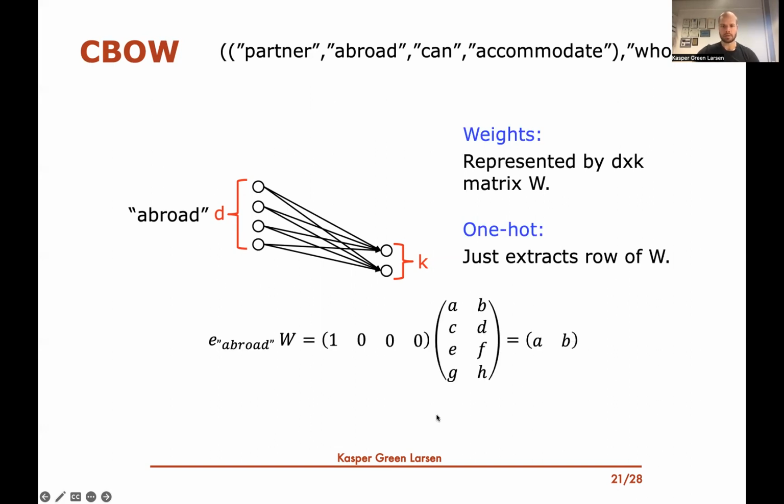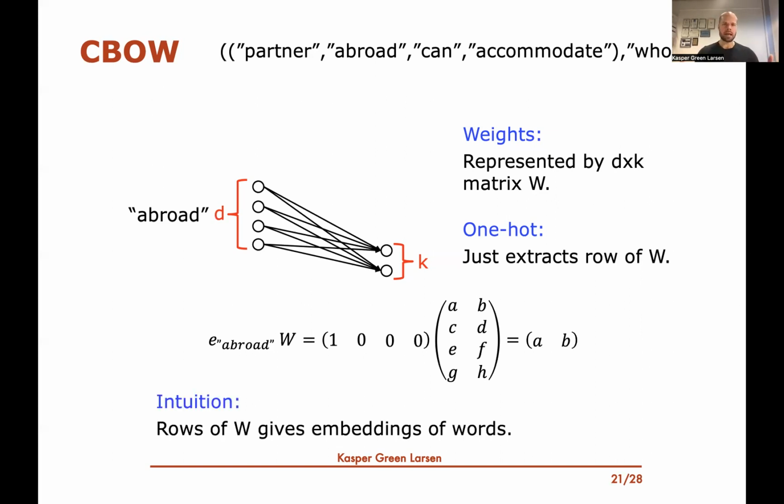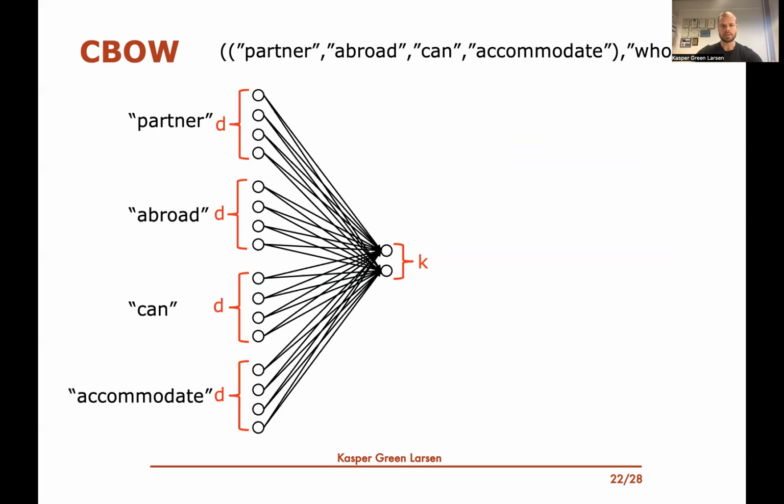It's going to look like this. Let's say that "abroad" is the first word in the dictionary, so it's represented by 1, 0, 0, 0. If we multiply it onto this weight matrix, A, B, C, D, E, F, G, H, we just extract the first row of it. So the intuition to keep in mind is that each and every one of these rows of the weight matrix somehow gives the embedding of the words in the dictionary. Okay, that's the intuition. But now the problem is we have 4 of them.